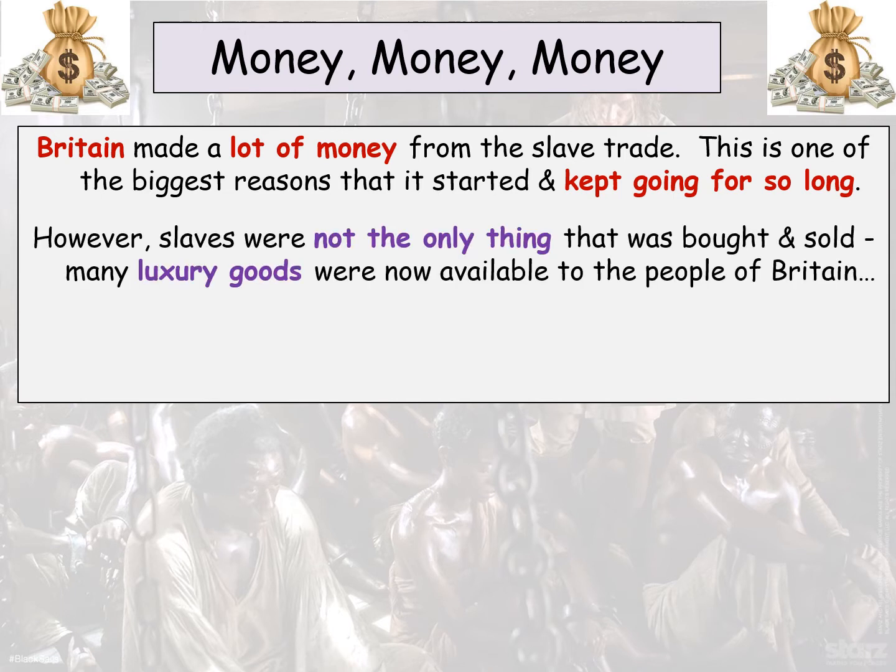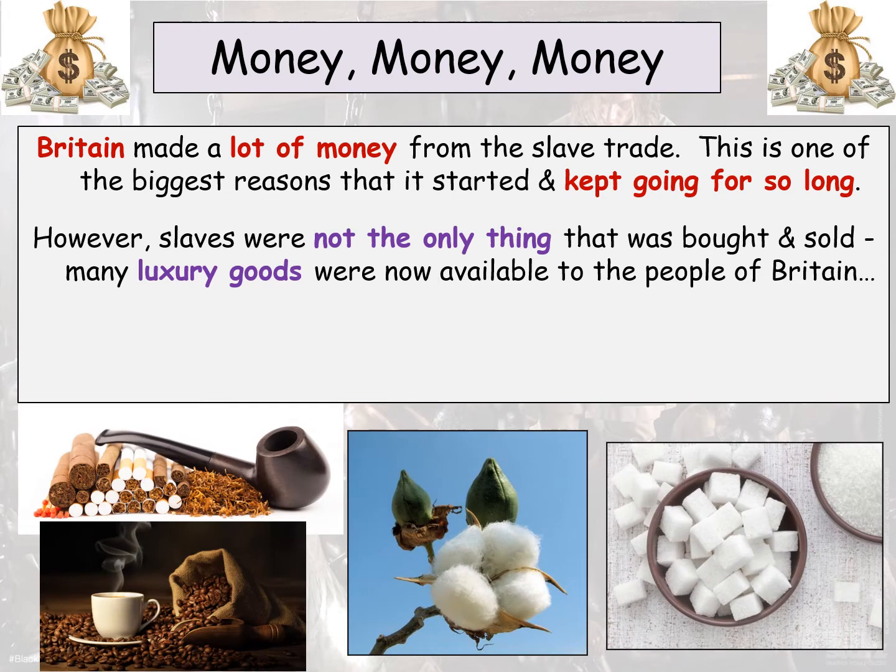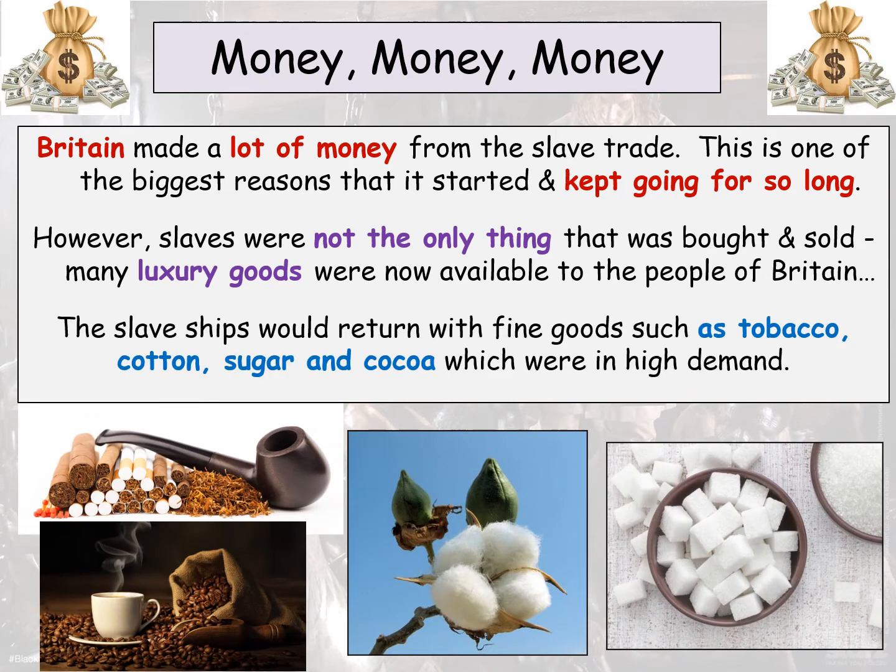However, slaves were not the only thing that was bought and sold on the triangular trade. There were a lot of luxury goods that were now available to the people of Britain, like sugar, tobacco, coffee, cotton, all of these things as well. The slave ships would come back with all of these goods, cocoa and things like that as well, which was used to make chocolate, and they were all in really high demand. So this was really important for the people at the time in Britain to become involved in.